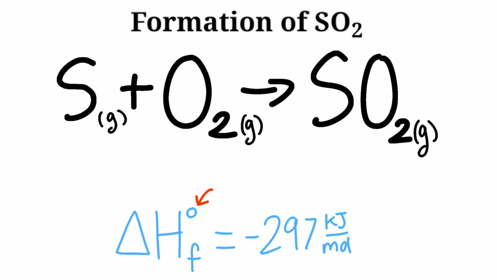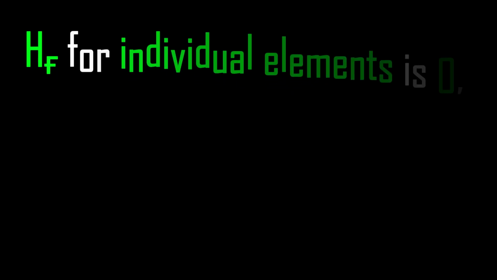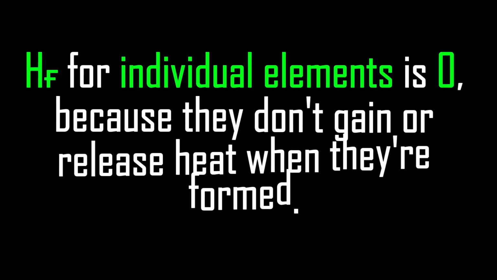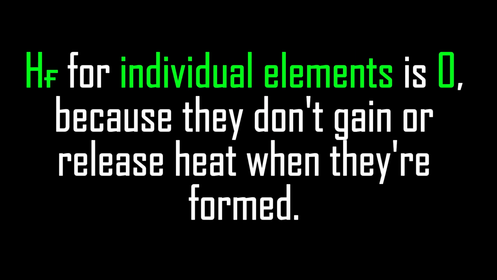Notice that the delta H has a tiny circle right after it. This tiny circle means that the reaction occurred in standard conditions. So, under standard conditions, which is a temperature of 25 degrees Celsius and a pressure of 1 atmosphere, the reaction releases 297 kilojoules of heat. The heat of formation of individual elements is always 0 since they're already formed.